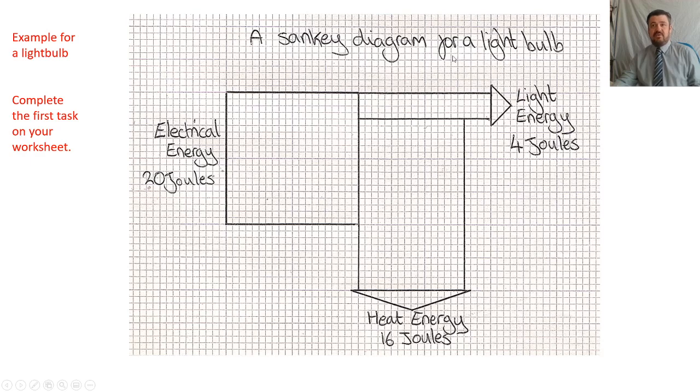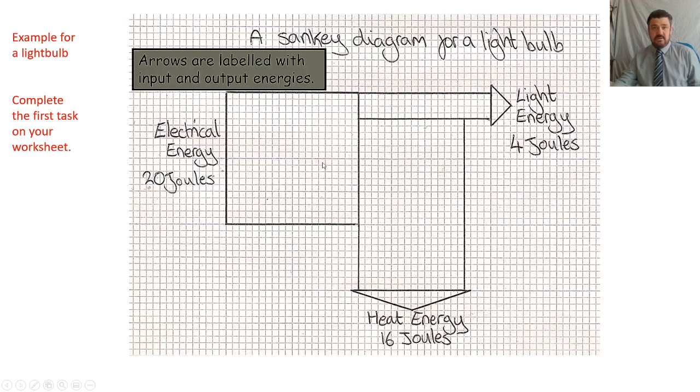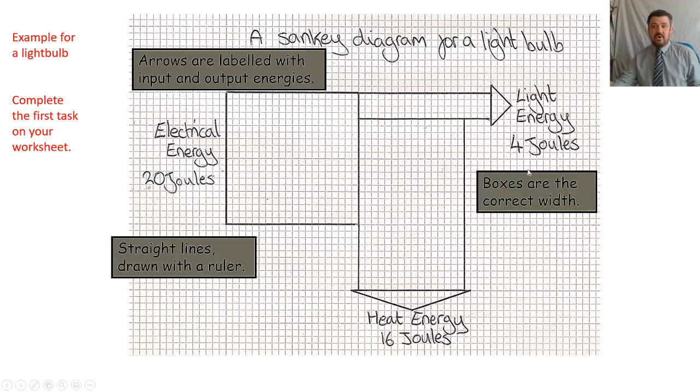So here's an example of what a student's done. We've got 20 joules of input energy, 4 joules of useful light energy, and 16 joules of wasted heat energy. Again, 20 joules going in, 4 plus 16 equals 20 joules going out. Arrows are labelled with input and output energies. Straight lines are drawn with a ruler. Boxes are the correct width. Again, it doesn't matter how long it is, it's all about the width of the boxes. The wasted energy is labelled.